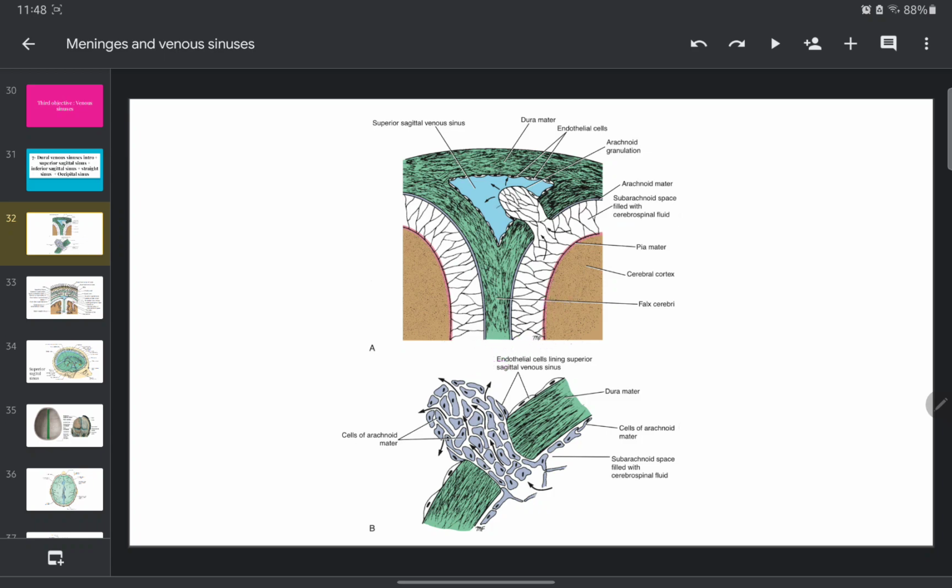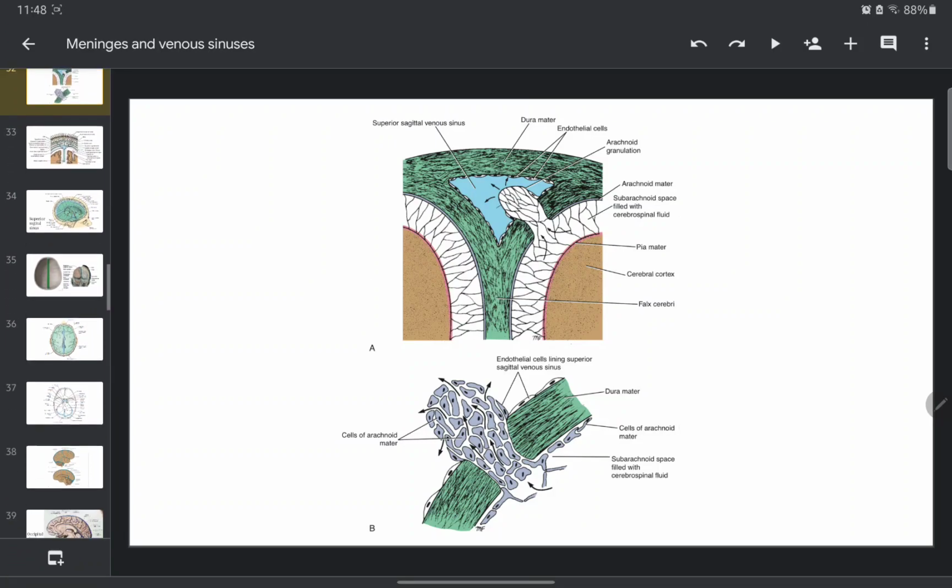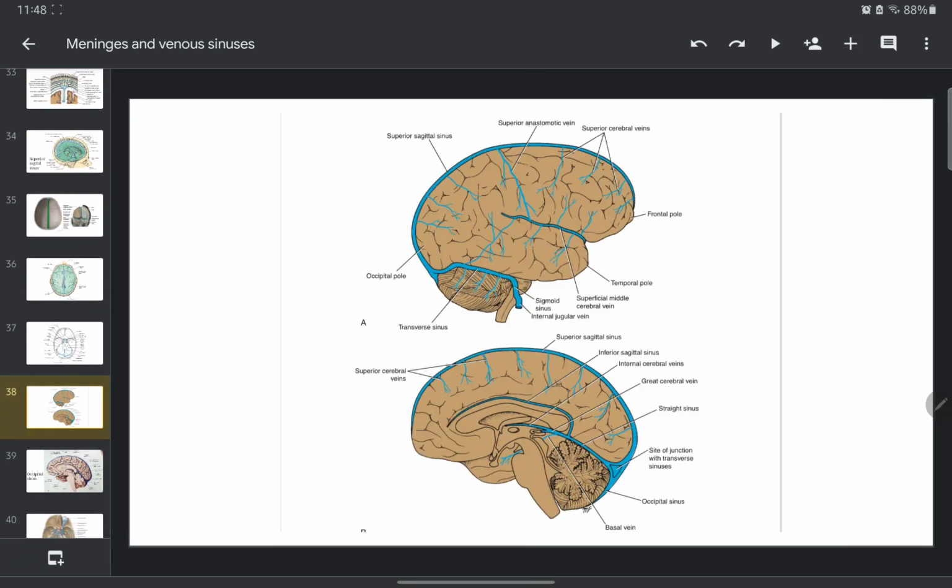Now I'll go to the inferior sagittal sinus. The inferior sagittal sinus is quite simple. This is a cross section through the brain. You can see here the medial surface of the right cerebral hemisphere. This is the inferior sagittal sinus, which runs in a course resembling the superior sagittal sinus, starting from here and terminating, joining the internal cerebral veins.